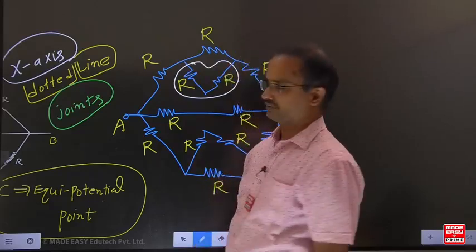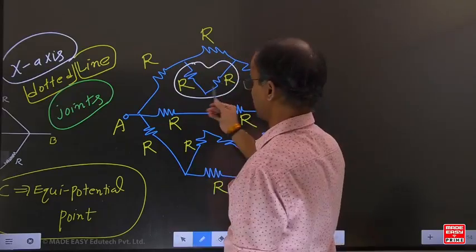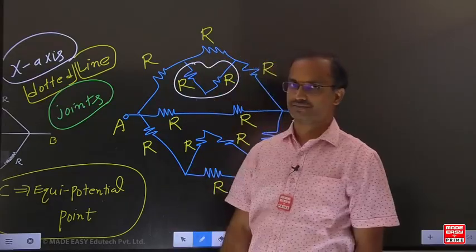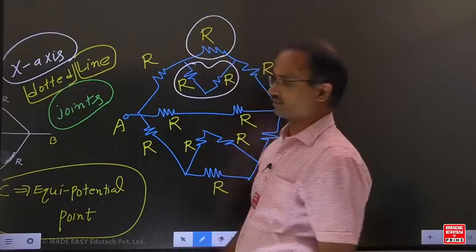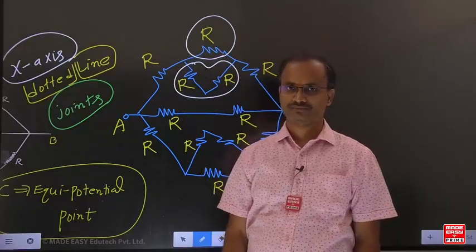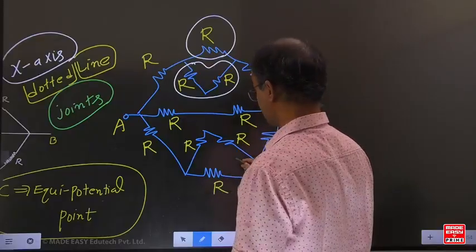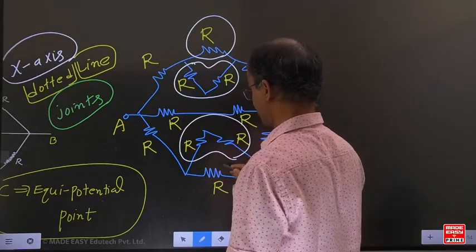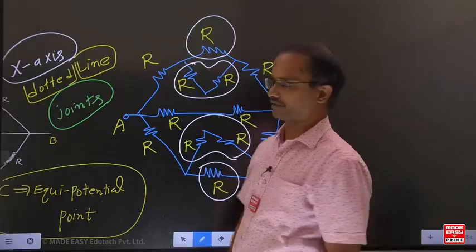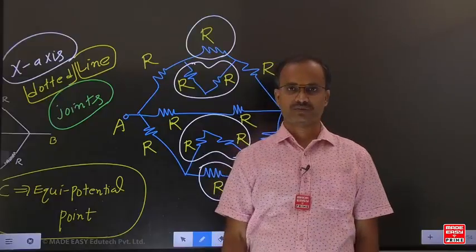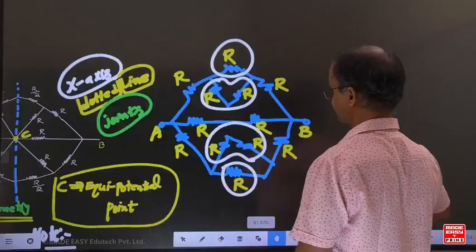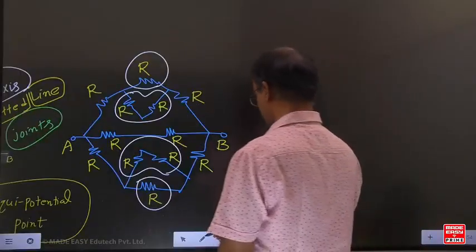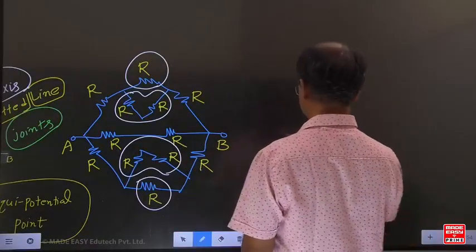See, in this example, how are the R and R connected? Series. This series combination is connected parallel to this R. Can you simplify this one?